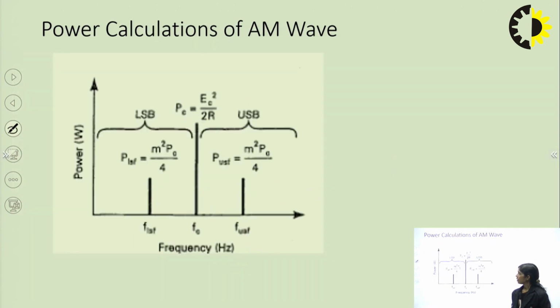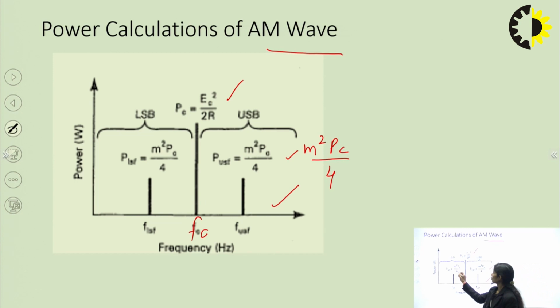First of all, before that, we are also going to see the power spectrum of the amplitude modulated wave. In terms of power, at the carrier frequency we obtain the power Ec square divided by 2R, for the upper sideband we have the power m square Pc divided by 4, and for the lower sideband we again have m square Pc divided by 4. So these are the powers of the lower sideband and upper sideband frequencies.